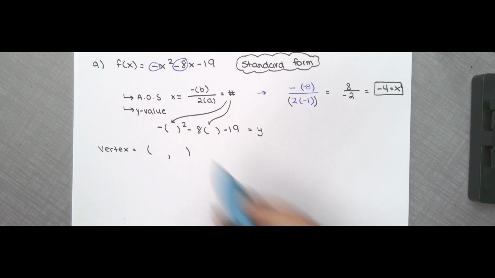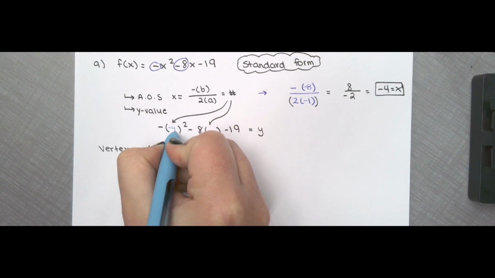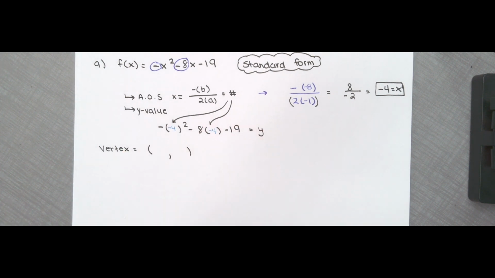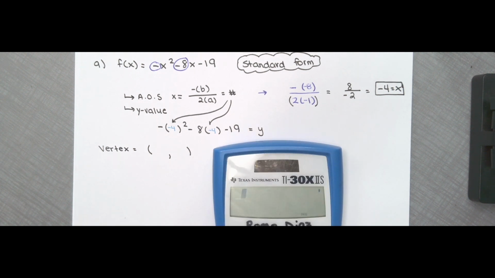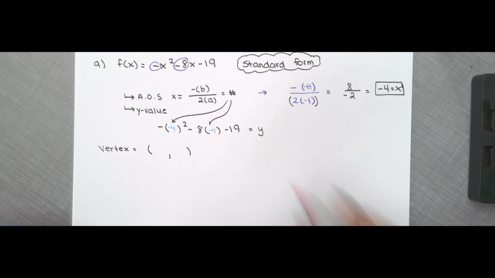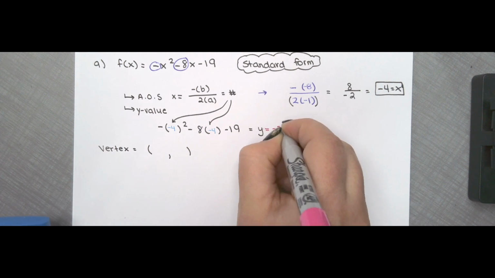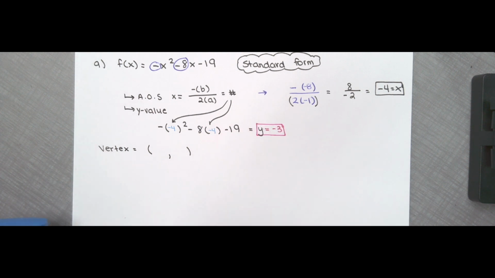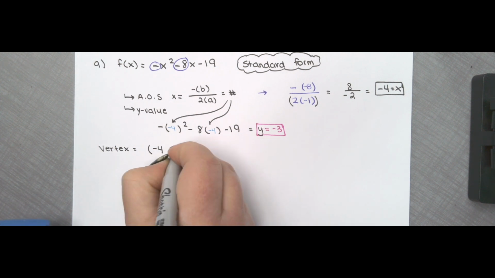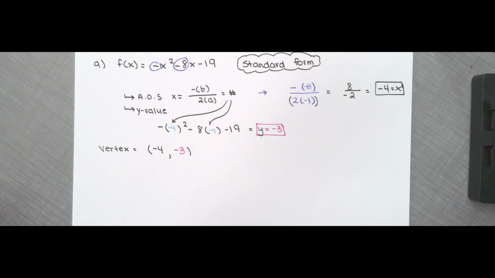Taking that -4 as x, we're going to plug in -4 here. You're going to pick up your calculator and type in exactly how you see it: negative parentheses -4 parentheses squared minus 8 parentheses -4 parentheses minus 19. That gives me a -3. So we're going to have our -4 and our -3 as our vertex.